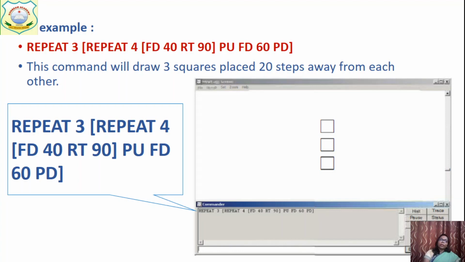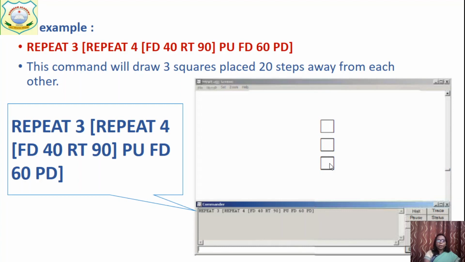So here just see, in the starting we have a square. To draw that square we have repeat 4 FD 40 RT 90. This will draw the first square. Now what do we want?